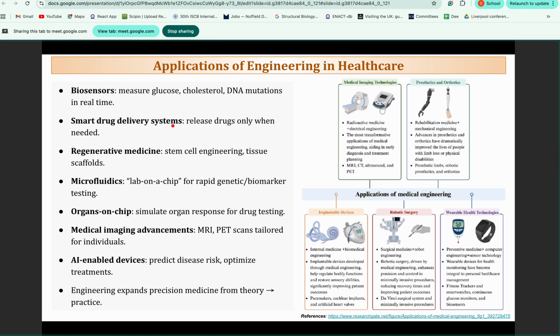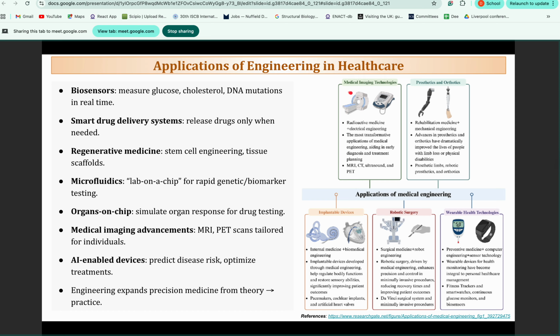Then smart drug delivery systems, which release drugs only when needed. Then regenerative medicine, like stem cell engineering and tissue scaffolds. Then microfluidics, which is lab on a chip, used for rapid genetic and biomarker testing. Organs on chip, which simulate the organ response for drug testing. These are some of the examples of the applications of engineering. Medical imaging advancements such as MRI and PET scans are tailored for individuals, and AI-enabled devices predict disease risk and optimize treatments. Engineering expands precision medicine from theory towards practice.